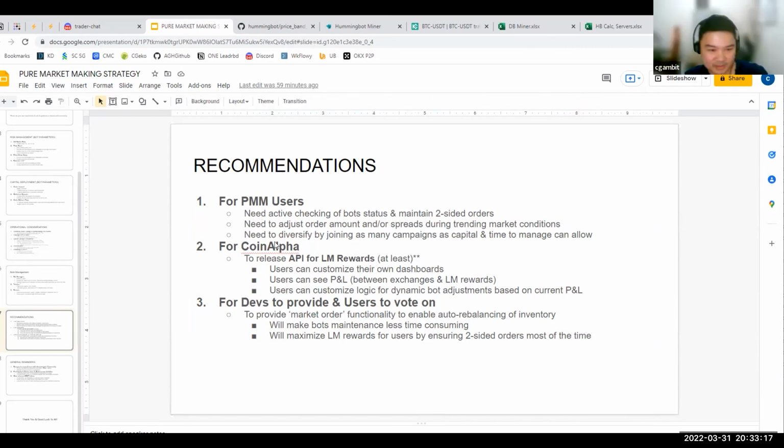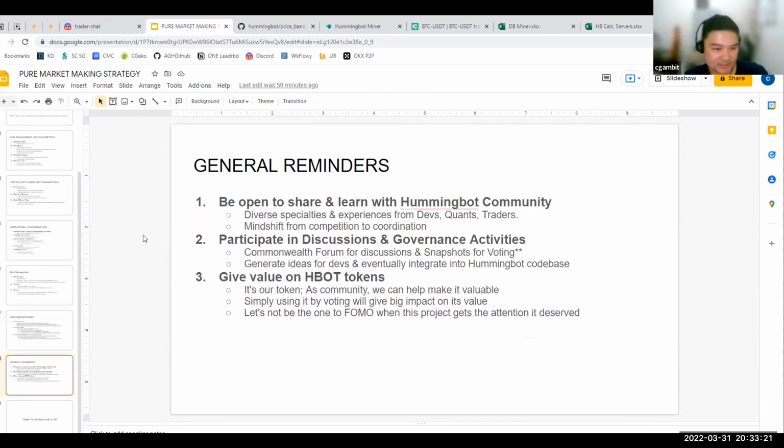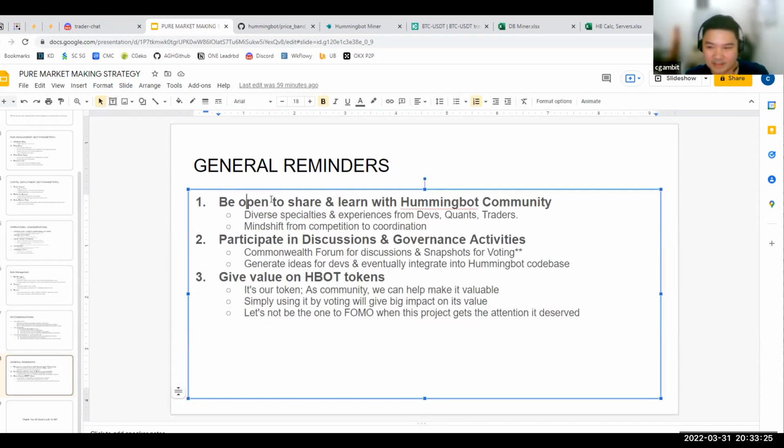So these are our 3 recommendations, and then this one is just for the general reminders only. The first one is to be open to share and learn with the Hummingbot community. I also realized that with this fellowship, there are some users that are really advanced in experience and specialties. So as a community, we can shift our mindset from competition to coordination. We took a first step to share our experiences with the settings and operation, so I'm giving back to the community as well.